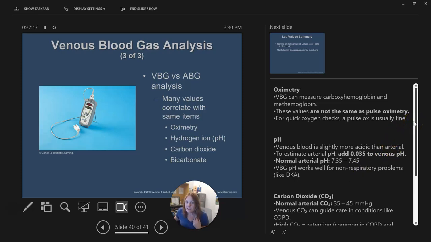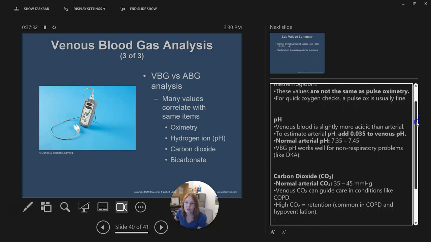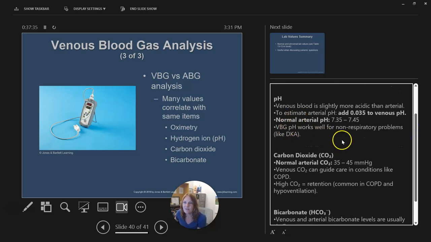Oximetry, our VBGs, venous blood gases, can measure our carboxyhemoglobin and our methemoglobin. These values are not the same as our pulse ox. For quick oxygen checks, our pulse ox is generally fine. Our pH, our venous blood is slightly more acidic than our arterial. To estimate arterial pH, we're going to add 0.035 to our venous pH. Did you know that? I didn't. I learned it while I was studying for this presentation. So to estimate our arterial pH, add 0.035 to our venous pH.